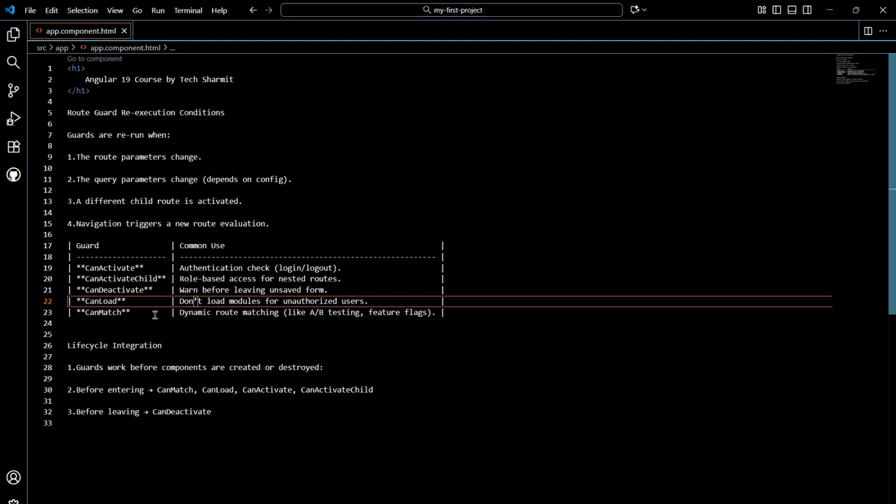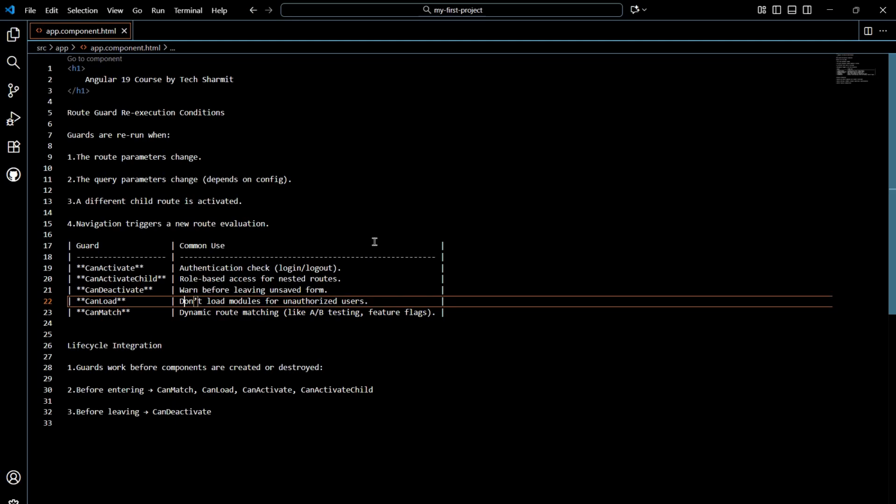The last one is canMatch. So canMatch is commonly used for dynamic route matching. Whenever there is dynamic route matching, like A/B testing, feature flags, in those situations it will execute the canMatch route guard, or we can utilize the canMatch route guard. So these are all the possible route guards with their common uses.